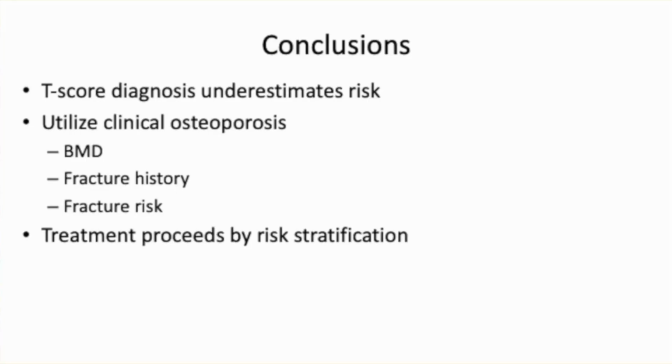So in conclusions, T-score diagnosis underestimates risk. Utilize the clinical diagnosis, which is based both on bone mineral density, but also fracture history and fracture risk, and then utilize the risk stratification. So I'm going to end there.